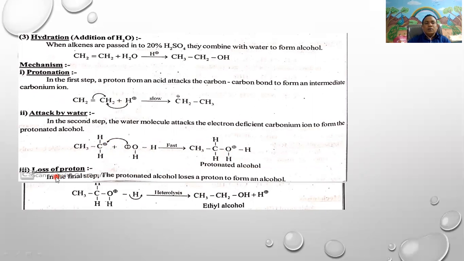In the third step, loss of proton. In the final step, the protonated alcohol loses a proton to form an alcohol. That is, it gives ethyl alcohol. This protonated alcohol loses a proton by heterolytic cleavage to form ethyl alcohol as a major product.